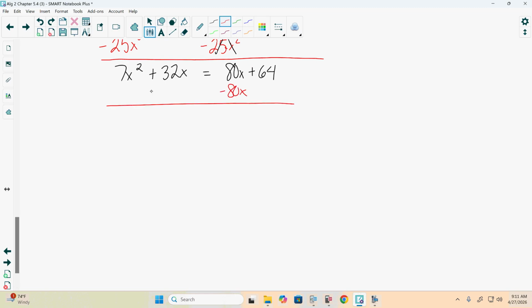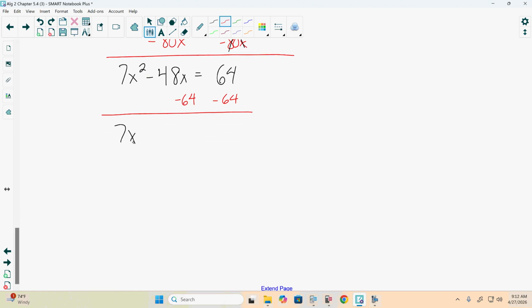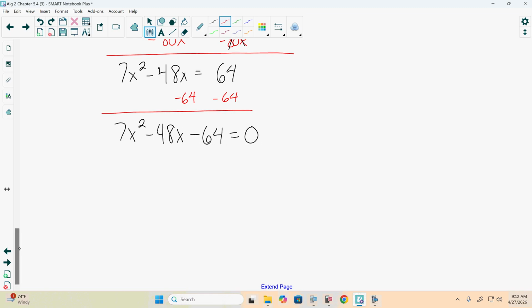We're going to subtract 80x from both sides. So we still have 7x squared, but we're going to have minus 48x equals 64. And lastly, we're going to subtract 64 from both sides, telling us that we have 7x squared minus 48x minus 64 is equal to 0.